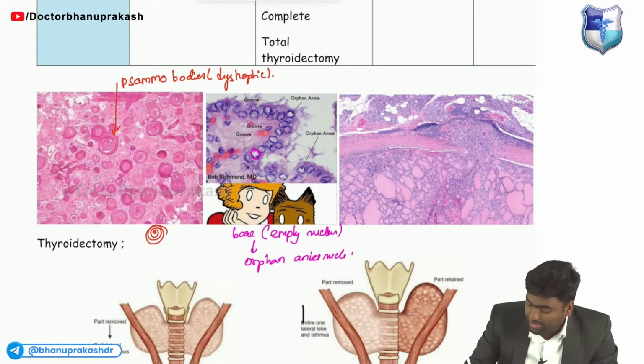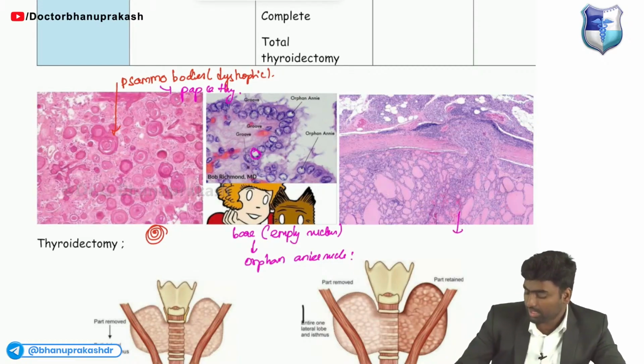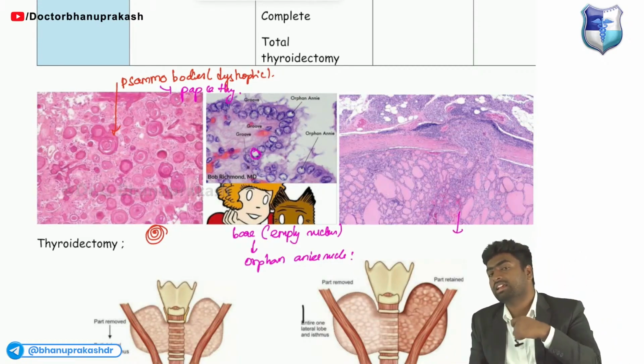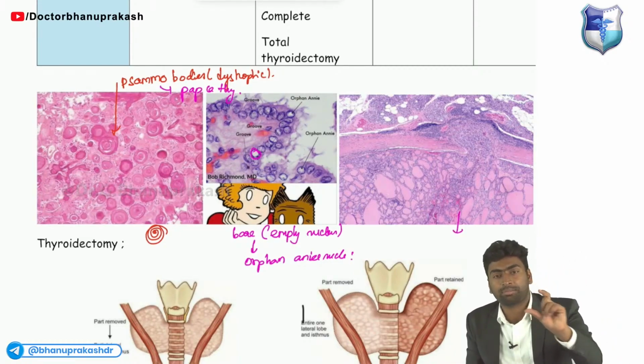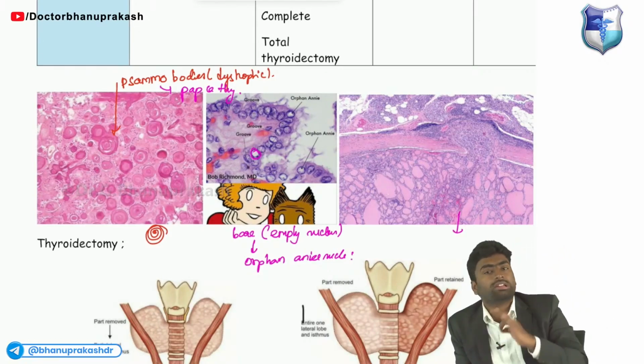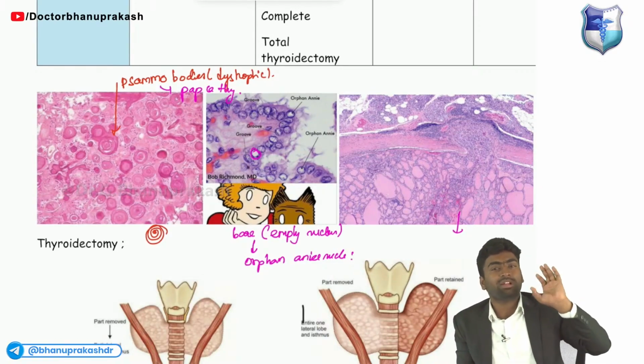Next, you will be able to see this type of bare nucleus or empty nucleus. It is known as Orphan Annie eye nucleus. See, this psammoma body is seen in a case of papillary carcinoma thyroid. Fine. Remember. Then we'll do one more investigation, which is known as FNAC. FNAC means you will prick the needle, and with pressure you will take up the sample, push it onto the slide, and see what cells are in it.